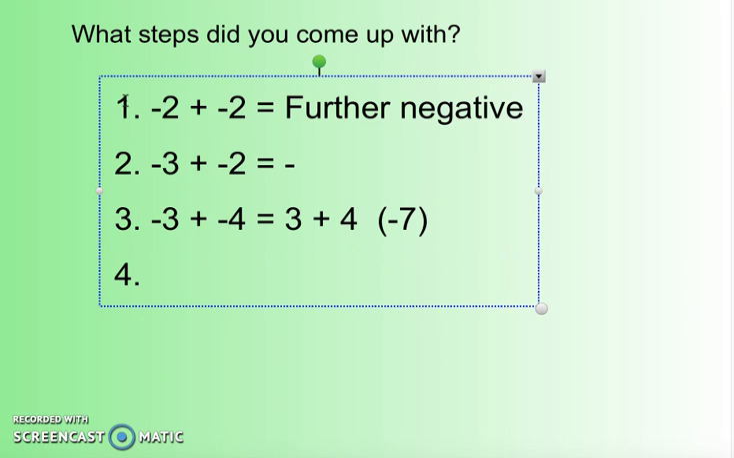Another observation that I noticed is that if I take -1 and I add a positive number, I actually end up subtracting the numbers. So my answer for this would be 3, because I know 4 minus 1 is 3.